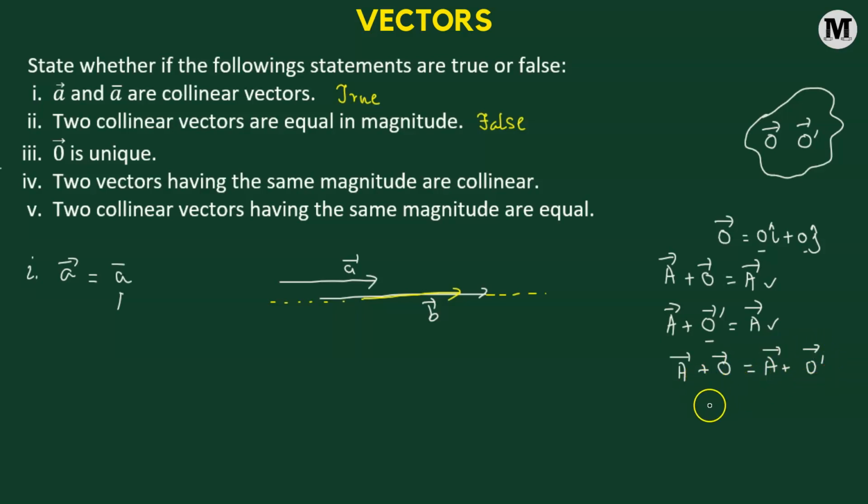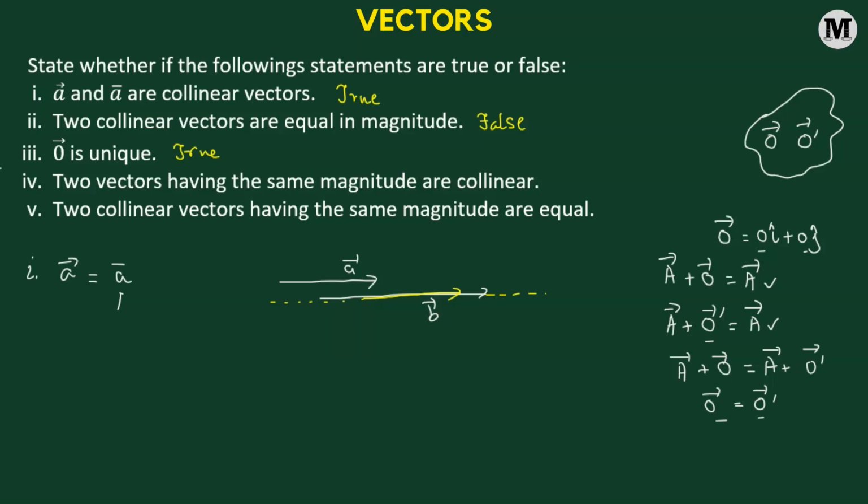Now what we can do is cancel out A vector from both sides, and we get the case that 0 vector equals 0 prime vector. That means they are both the same vector, which means that it is a true statement that 0 vector is a unique vector. So our third statement is going to be true.